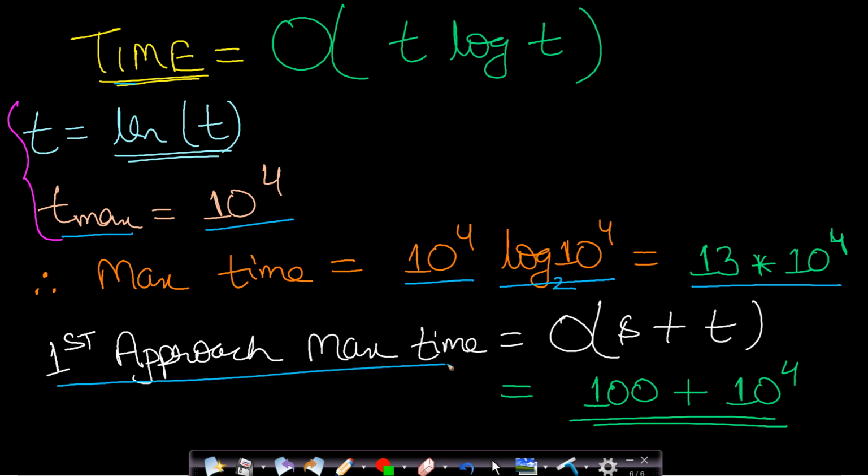And the first approach maximum time is order of S plus T, where S is the length of string S and T is the length of string T. So it will be 100 plus 10 to the power 4, because maximum length of this string S was 100. So for just doing a single query, you might feel that this first approach is better than the second approach. But then if you try to create some worst case test cases for this approach too, then you will see that this T log T is not as tightly bound as you think. So both these approaches will run in a similar time.